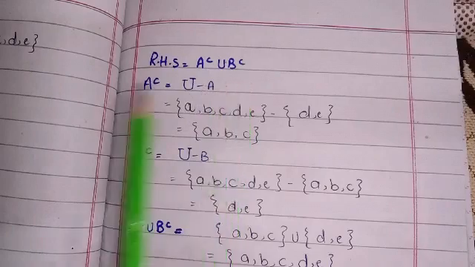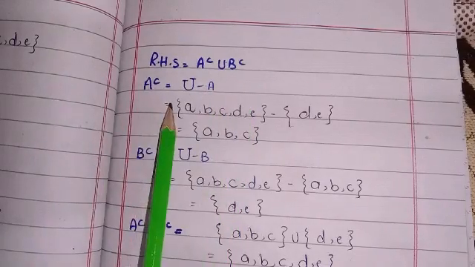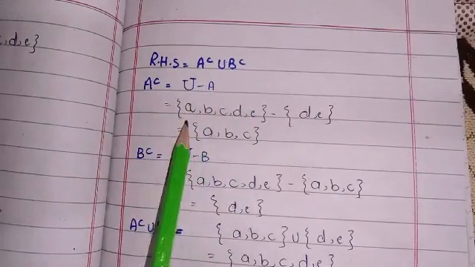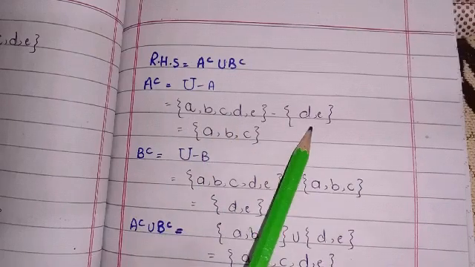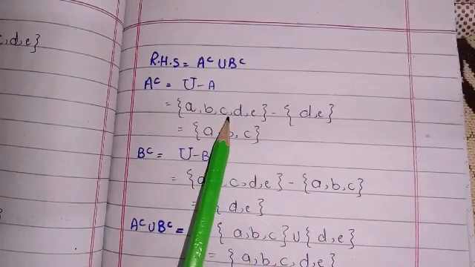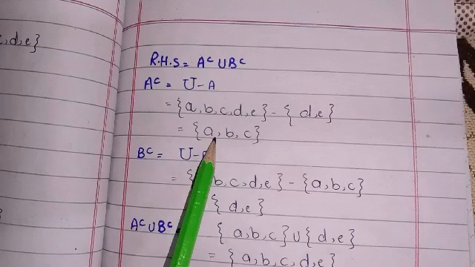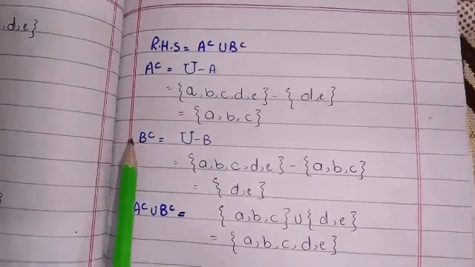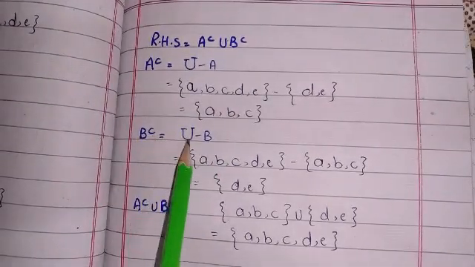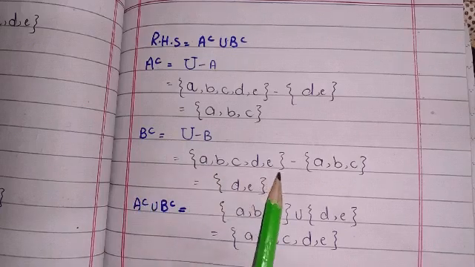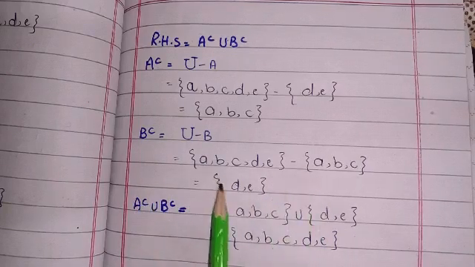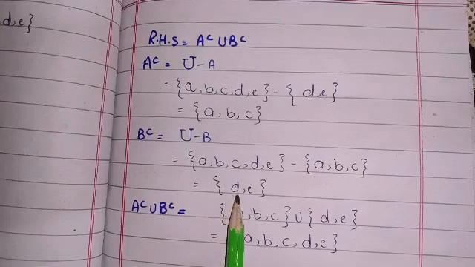A complement union B complement. First we will find out the A complement which is equal to the universal set minus A. Here is our universal set, then minus our A set. By taking the complement we have a resultant set having elements A, B, C. Now students, here is our B complement which is equal to the universal set minus B. First we will write our universal set, then minus our B set. We have a resultant set having elements D, E.